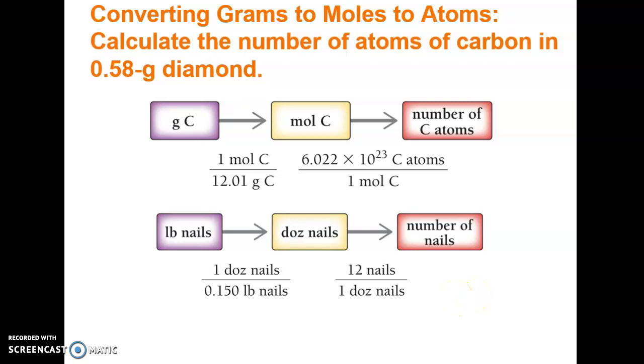All right, so here's what we did. We started with our grams of carbon, and we used the molar mass of carbon to get into moles of carbon, and then from there you can get into atoms of carbon if you were to multiply that by Avogadro's number. Okay. All right. So just like when we were starting with our pounds of nails, we used 1 dozen nails is 0.150 pounds of nails. Okay, that got us into dozens of nails. And then we could figure out the number of nails by knowing that 1 dozen has 12 nails in it.